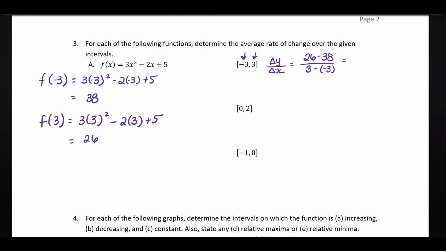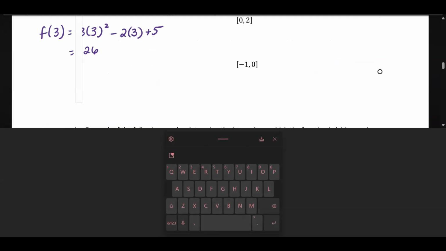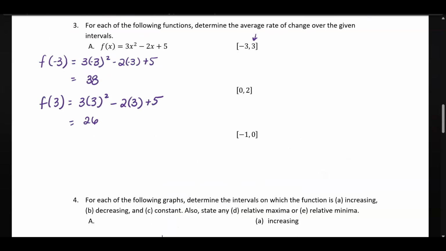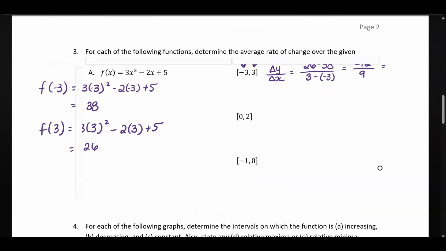So 26 minus 38, that gives me a negative 12, all over a negative, and a negative is a plus, so this is 9. So I end up with negative 12 divided by 9, which will simplify down to negative 4 over 3. All right, let's try the next rate of change.